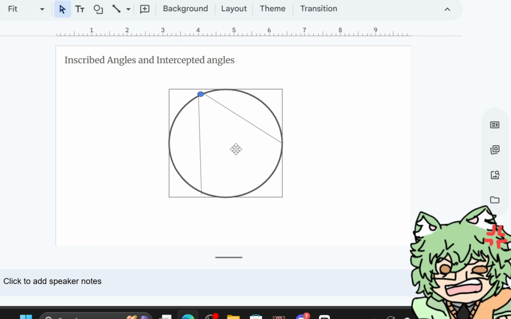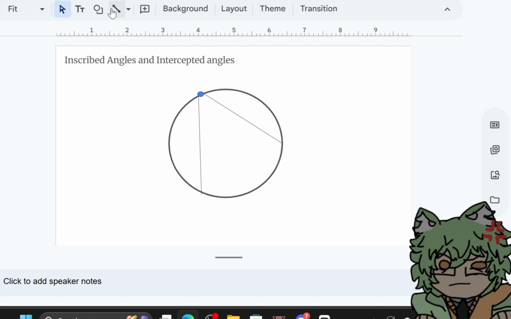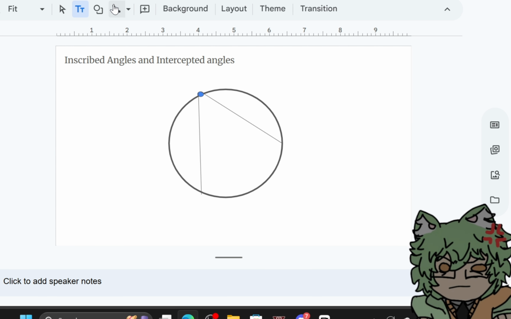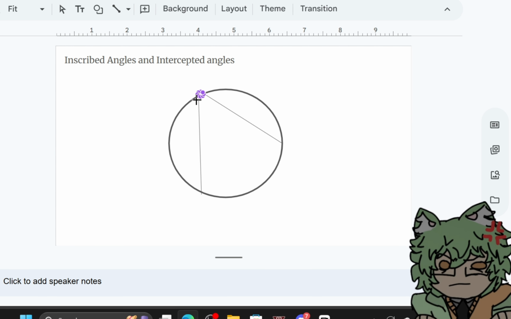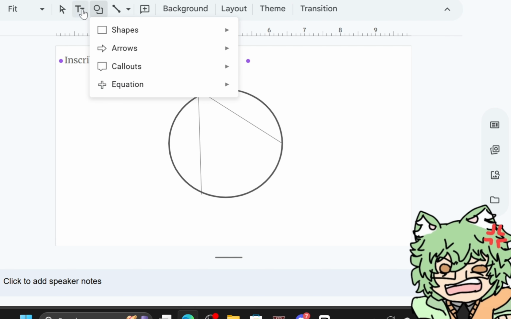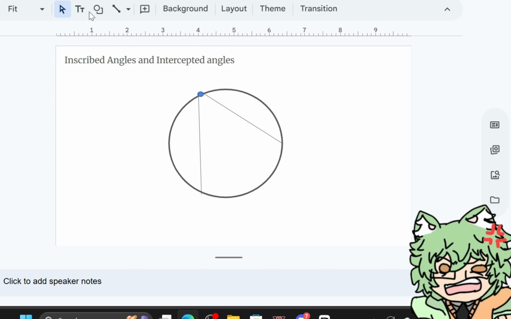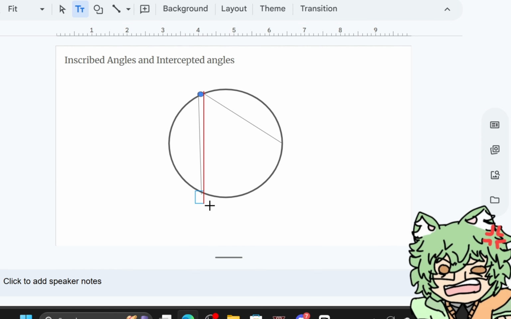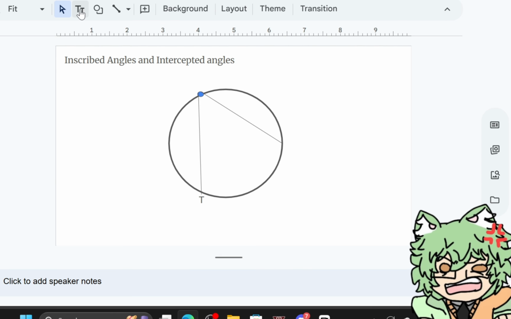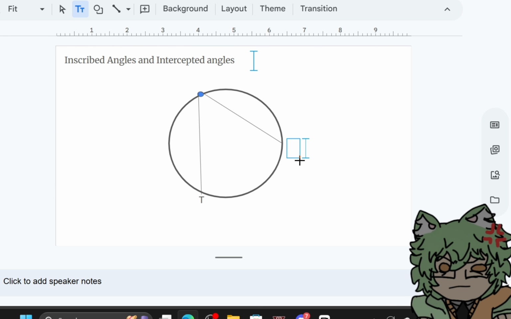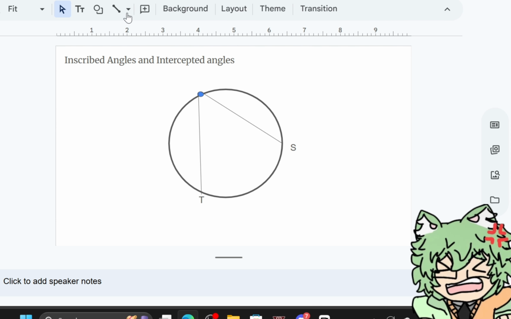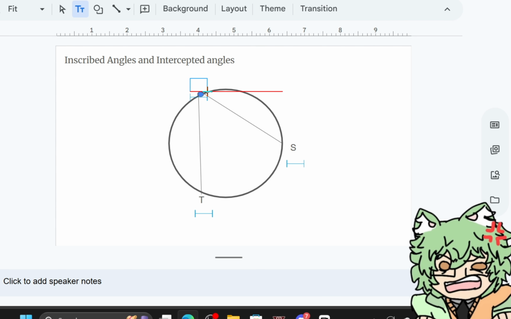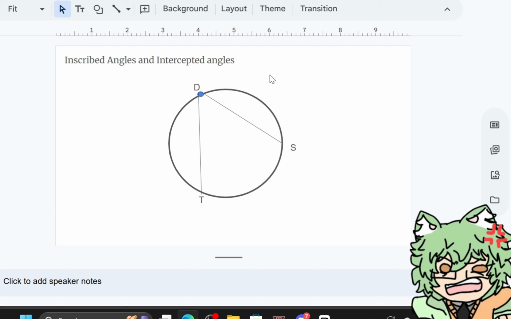So now you have this poorly drawn circle with a triangle inside, right? This is called an inscribed angle, obviously. An intercepted angle. What is an intercepted angle, you ask? I don't know that one either. All I can tell you is that this is T, and this is S. And this is D. ST. We're gonna find TSD. I love TSD, guys.